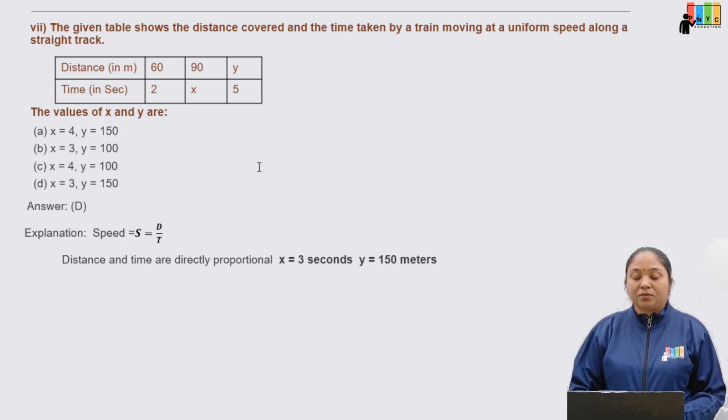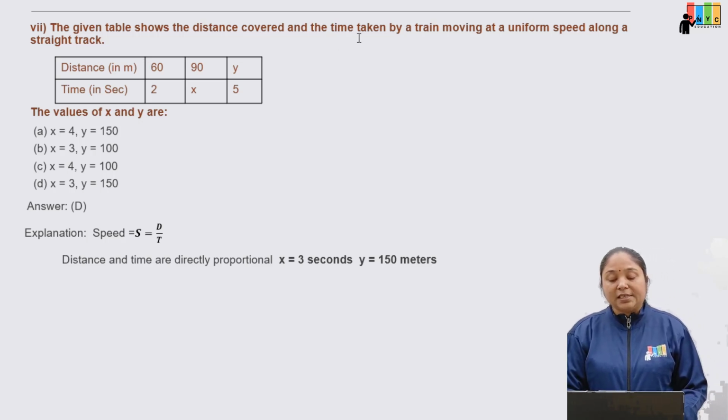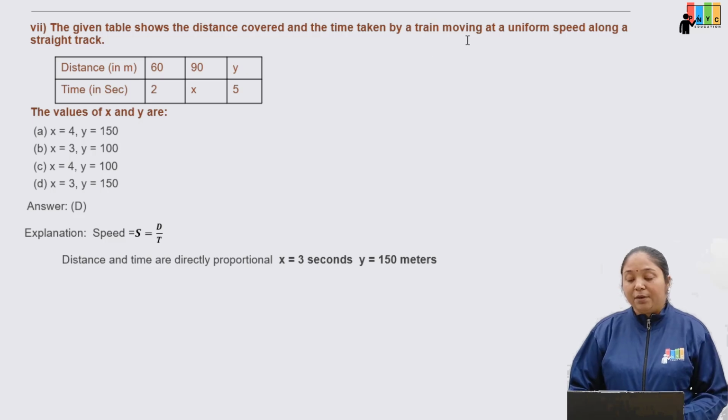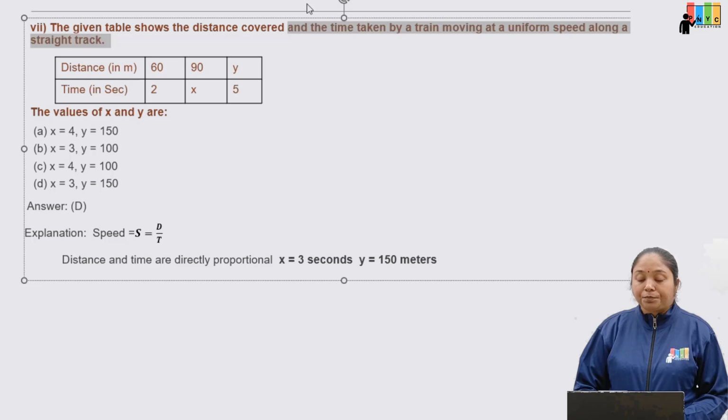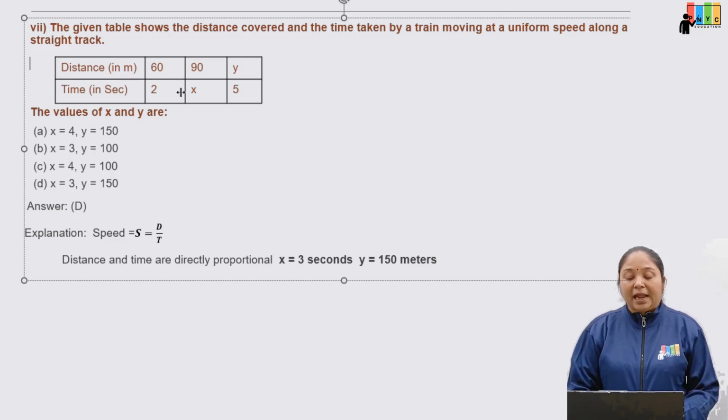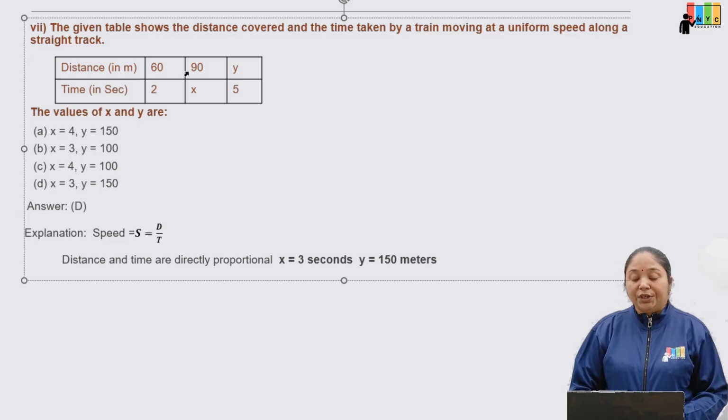Seventh question. The given table shows the distance covered and the time taken by a train moving at a uniform speed along a straight track. Now, uniform speed, they said, and distance and time are given in tabular form. That means 60 meters, time is 2 seconds. For 90 meters, x seconds. For y meters, 5 seconds. Now we need to find x and y.